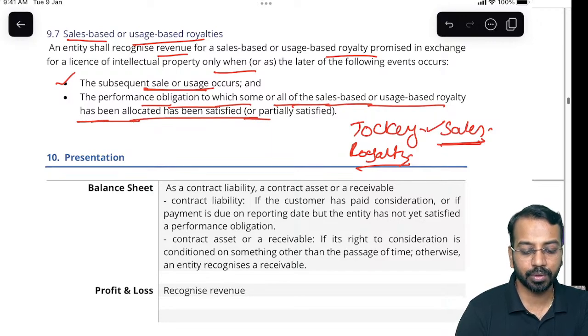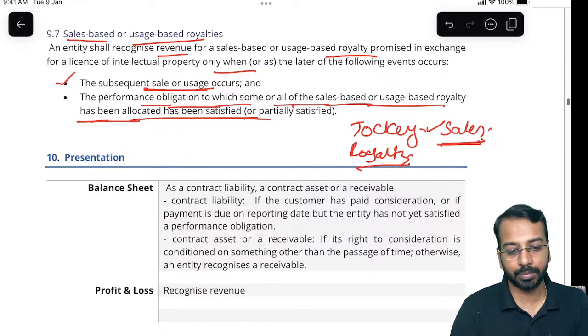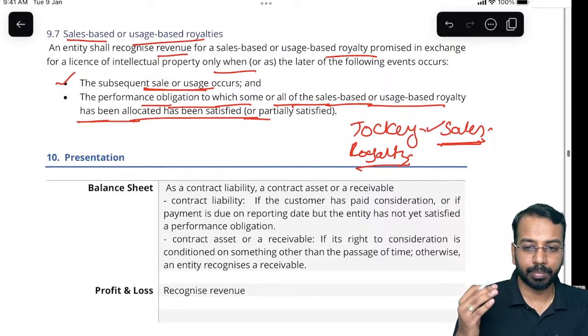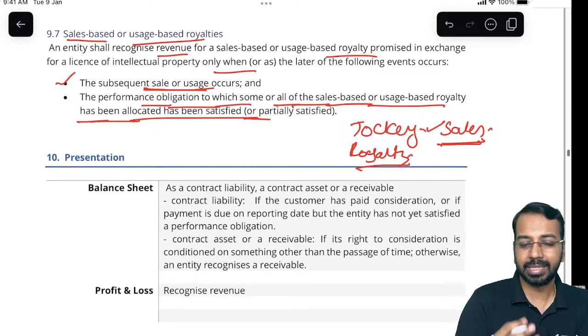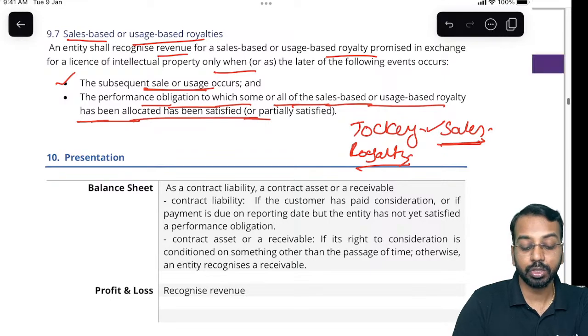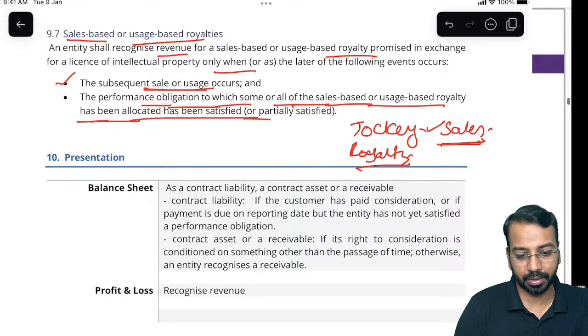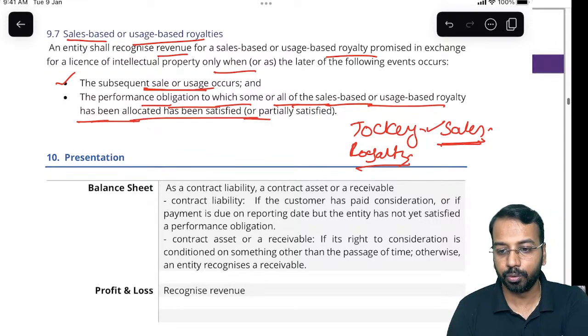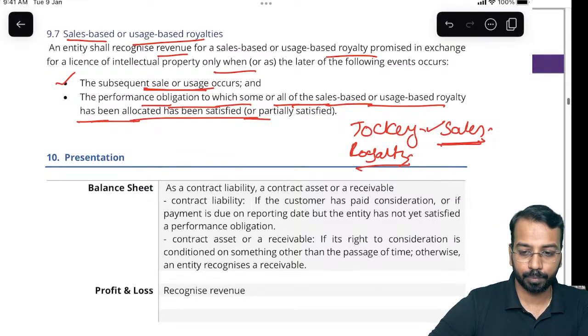Normally it will be based on sales or usage. So a lot of times you would see brands like McD, Domino's and all of that, they'll say you pay us a monthly fee or monthly rental of this, and apart from that you also pay us 5% on sales or 5% on your usage, and accordingly they will charge the consideration. As and when the consideration becomes due, the entity will recognize revenue.